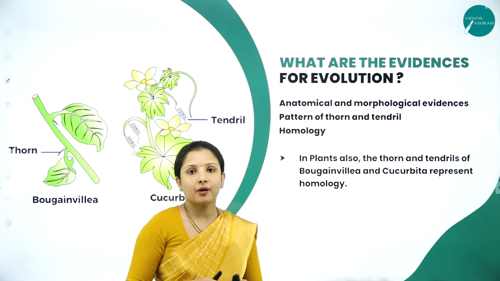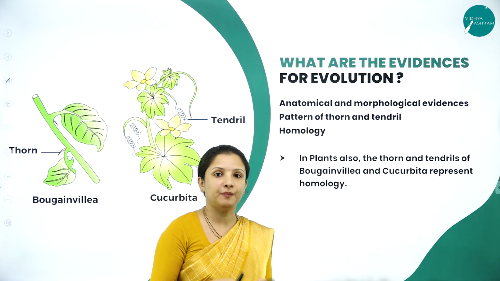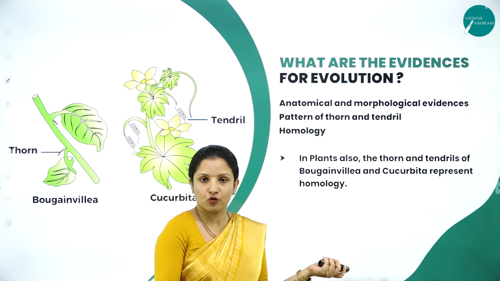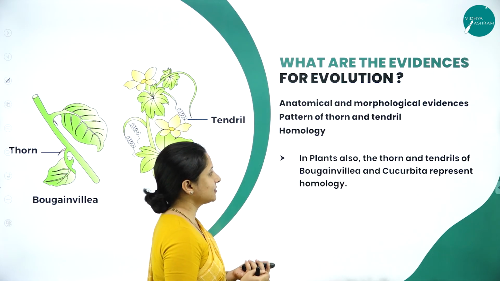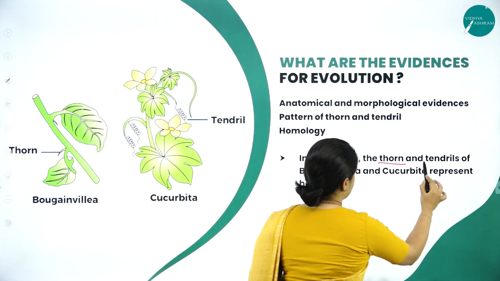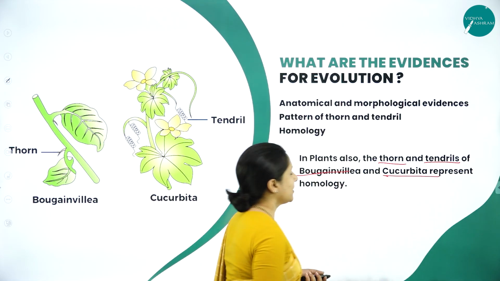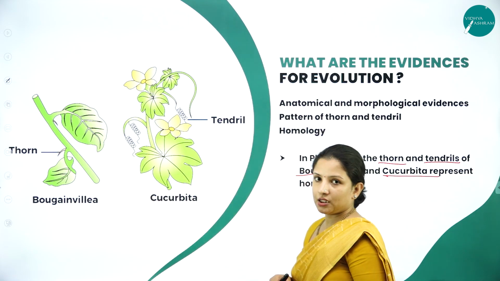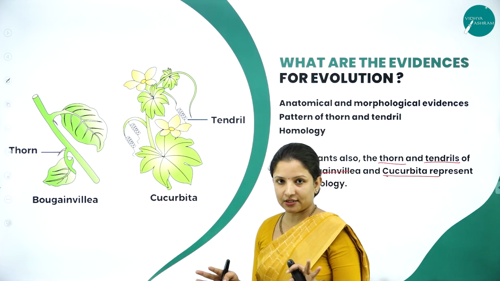Next, talking about the anatomical and morphological evidences, we'll take the example of plants. Earlier in the previous slide we took the example of animals, that is forelimbs of the animals. Here we'll consider the plants. In plants also, the thorn and the tendrils of bougainvillea and cucurbita represent homology. So what does homology mean? Anatomically, they are similar, but morphology and function are different, right?